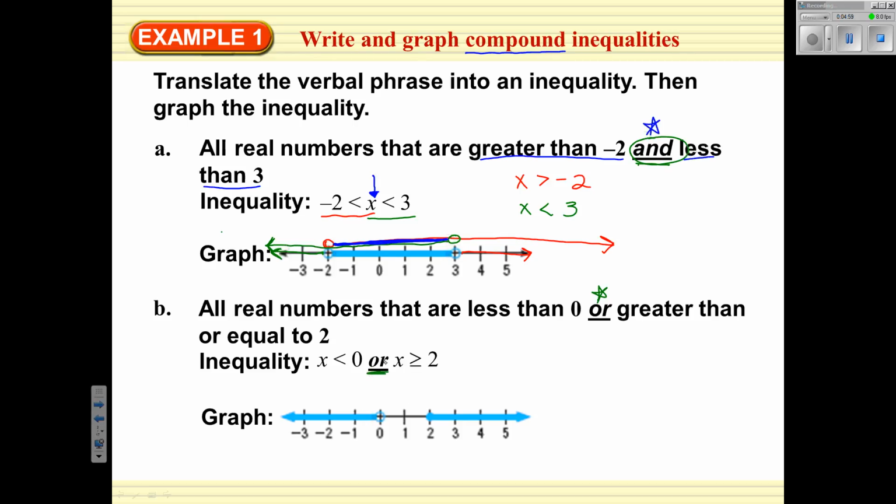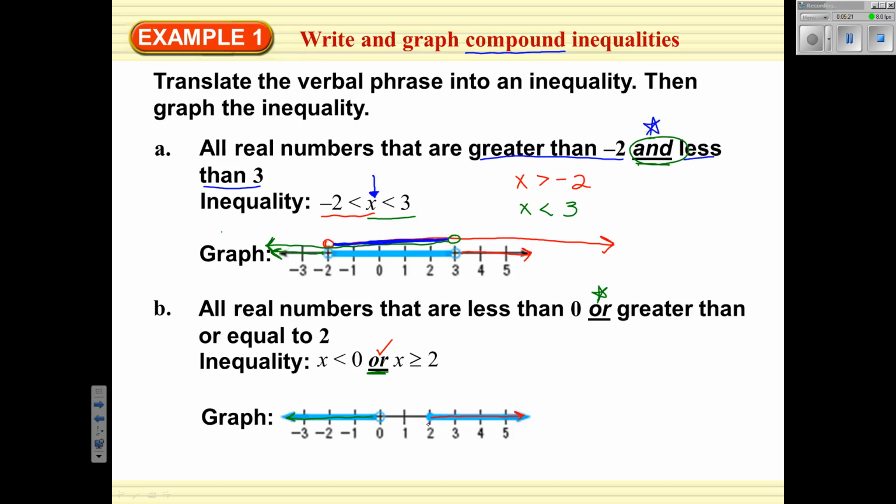In fact, if we had the word and here, there would be no solution because there is no overlapping. Right here is where x is less than 0, and then on this side is where x is greater than or equal to 2, and they don't overlap at all. But because we have this word or, either one has to be satisfied.